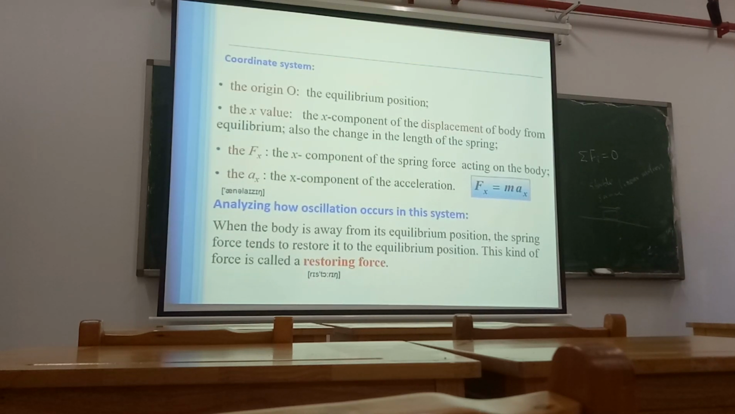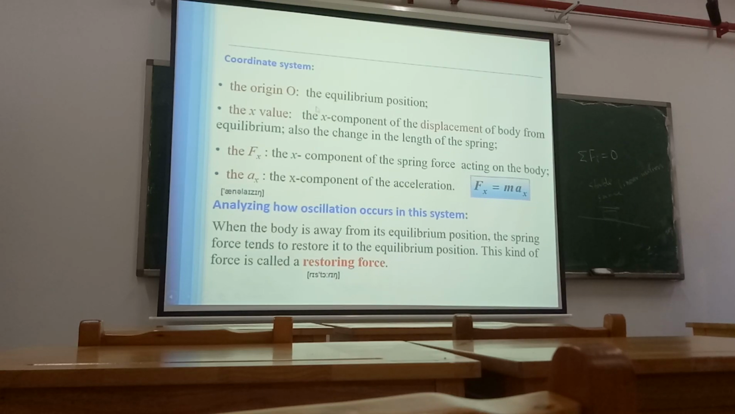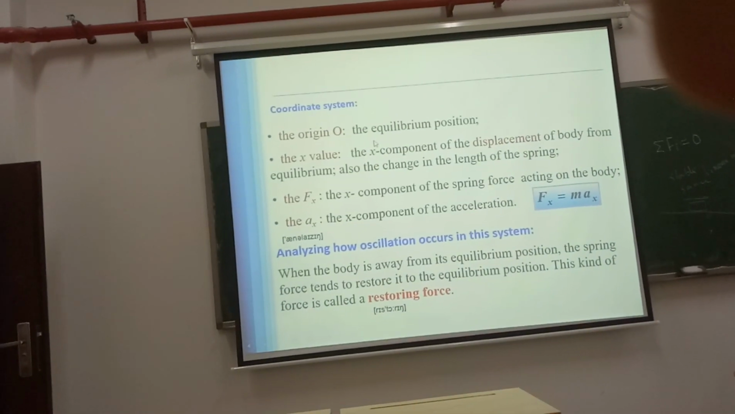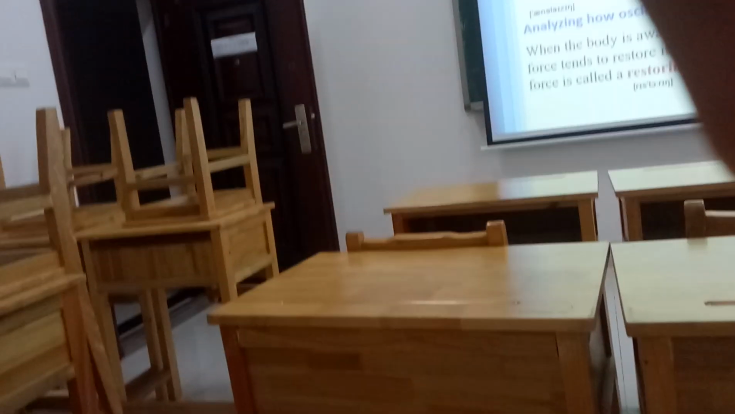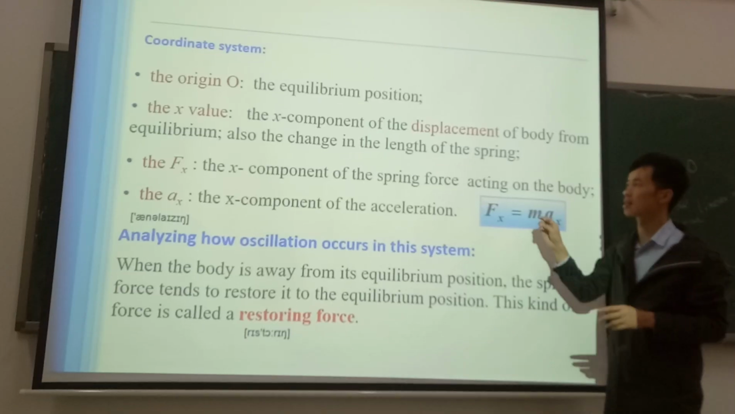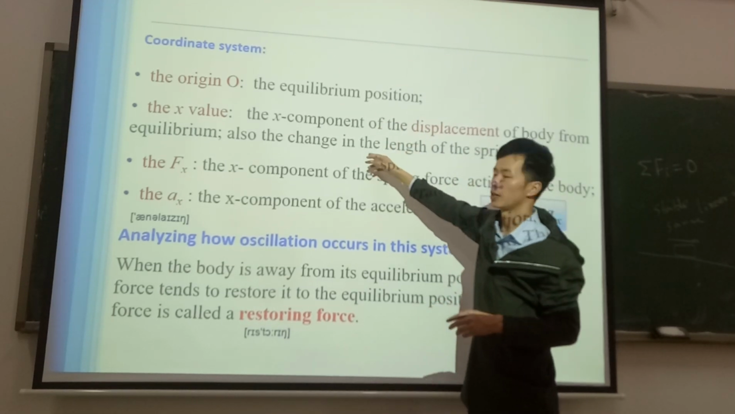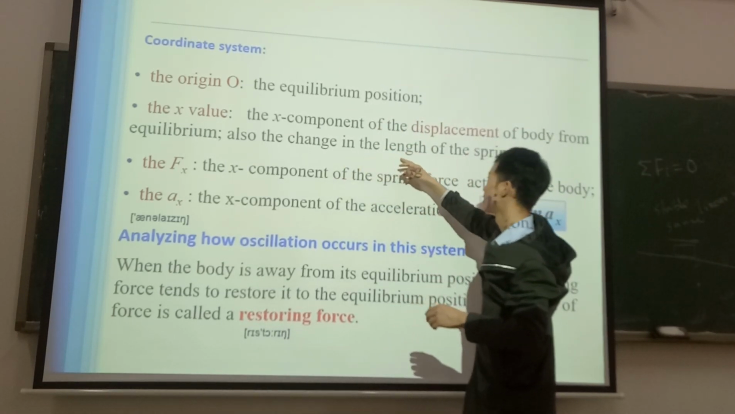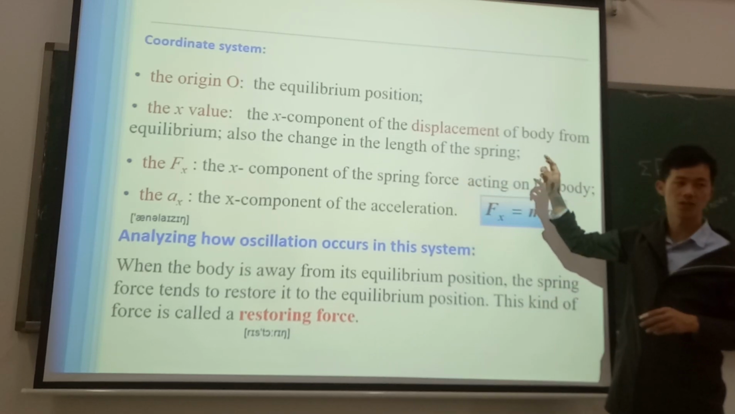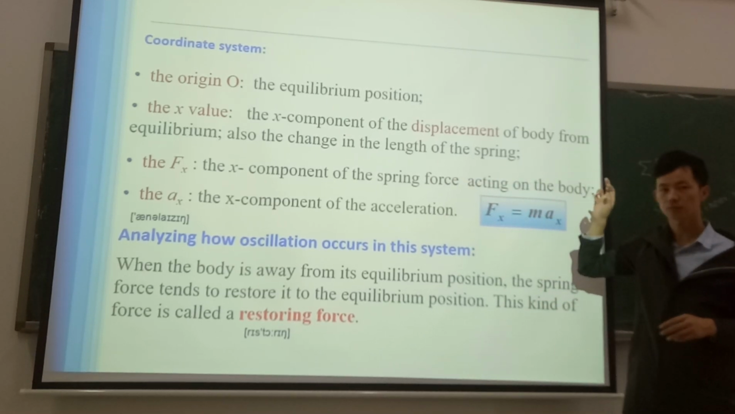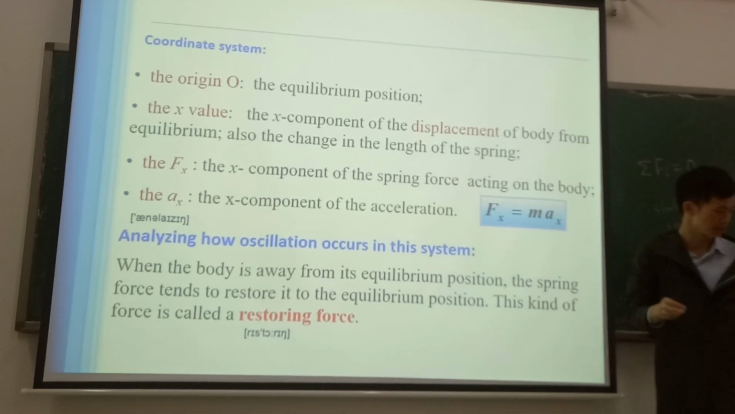To describe this system, we must choose the origin point, which is the equilibrium position. The second one, the x value. The x value chooses the equilibrium as the origin point. The x value is also the change in the length of the spring. So it is the change in length of the spring.